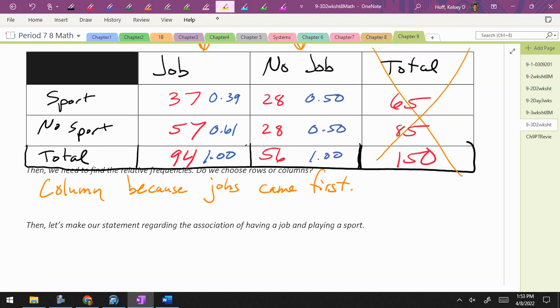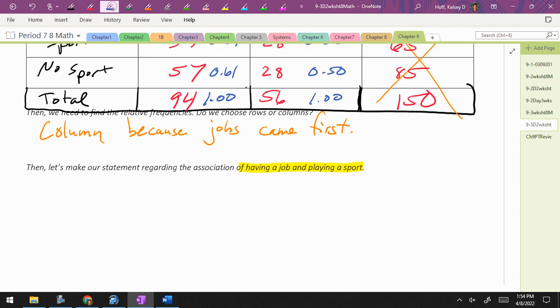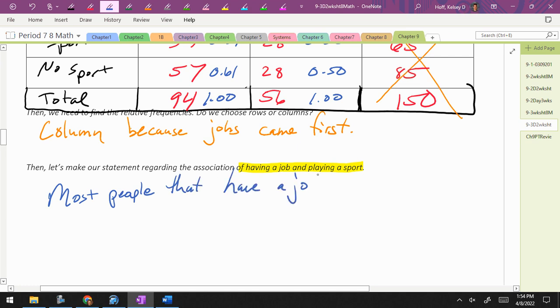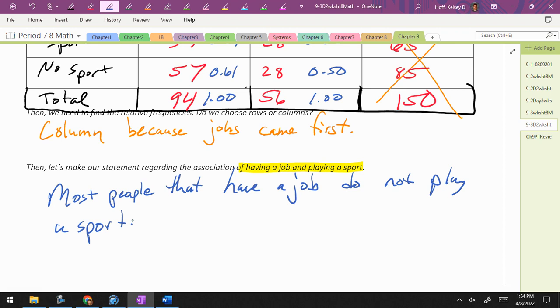Okay, so it again asks us, what is the association between having a job and playing a sport? Very good. Most people that have a job, because we want to talk about job first, do not play a sport. Most people that have a job do not play a sport.